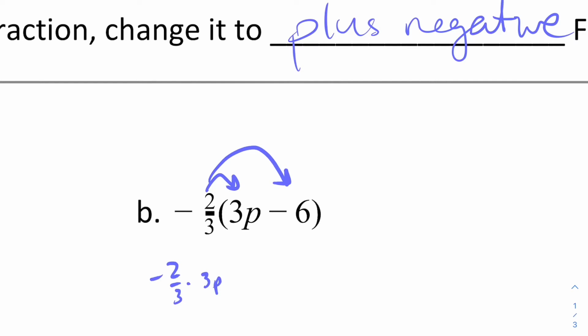Second one is negative 2/3 times a negative 6. Okay, remember, it takes the sign that's in front. So this is why "plus negatives" are helpful, because then you know it's negative 2/3 multiplied by negative 6, and that's exactly what I have here. So please be careful with your negatives.